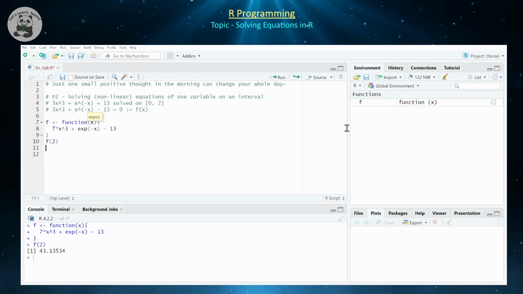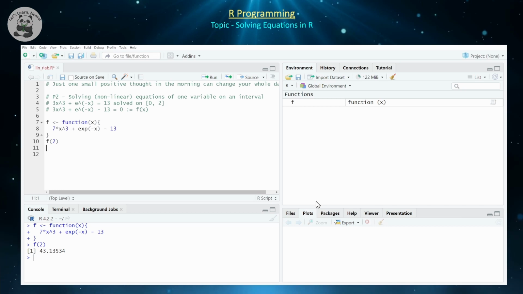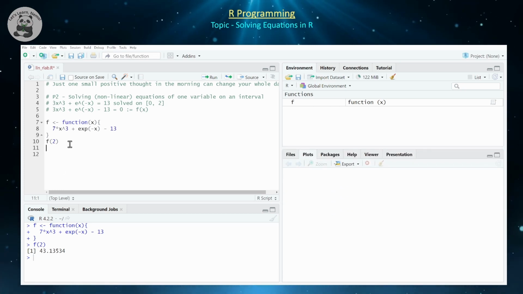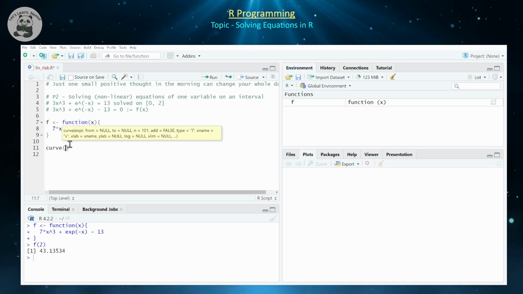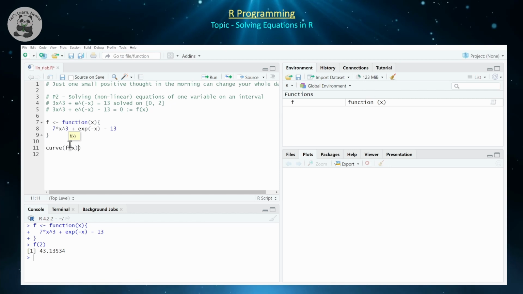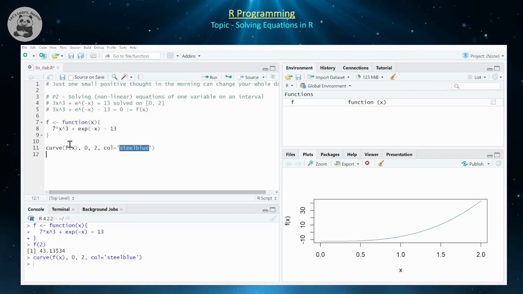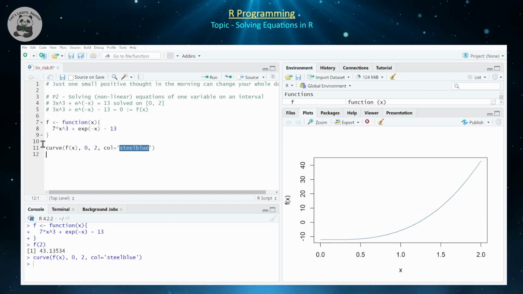Let's get an idea of how many solutions we have for this function by constructing a graph of what this function looks like. So let's create a curve. Let's use the curve function for graphing, and let's do f of x, and let's plot on the interval 0 to 2, and let's color this curve, let's say steel blue. I think it's a pretty color. Once we give that a run, that is going to give us the graph of this function f of x defined on the interval 0 to 2.